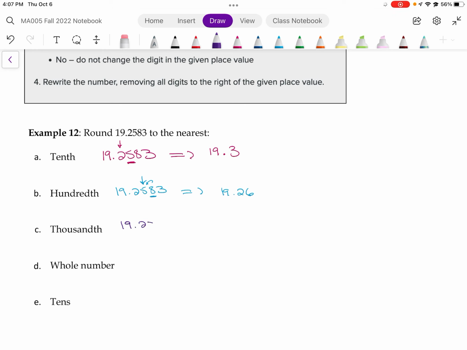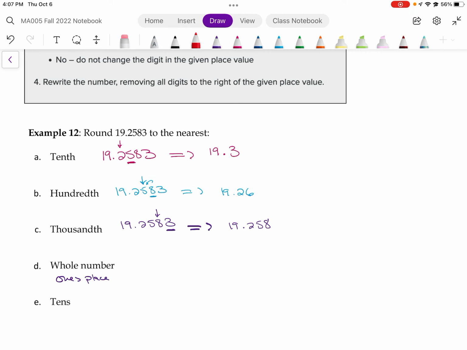All right, next one, to the thousandths place. I'm going to just rewrite it every single time so we can look at it. So the thousandth is this place value. What is the 3 going to do? It's not going to round it up. It's going to keep it an 8. And we get 19.258. All right, next one, whole number. That means the ones place, right? Ones place. That's what it means.